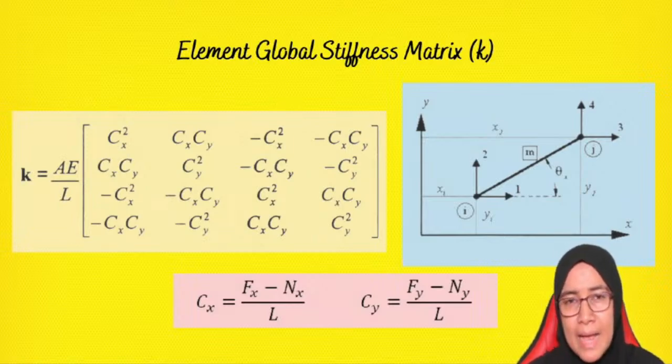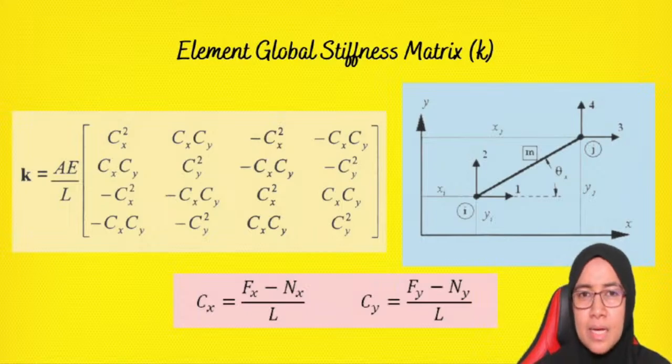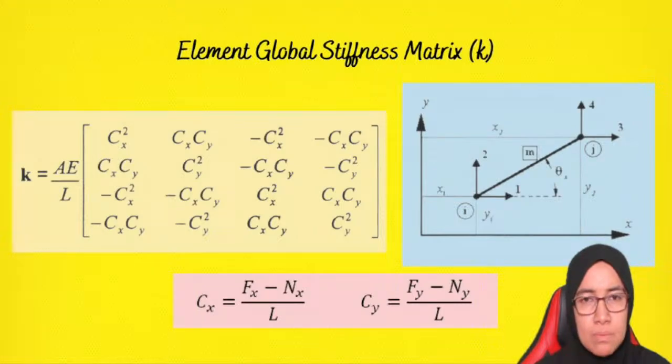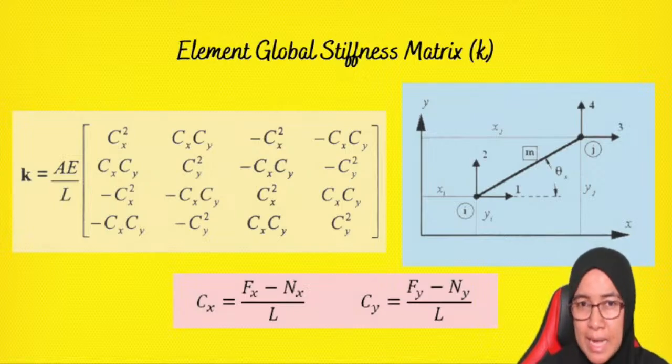Inside the formula, there is A. A is the cross section area. We get it from the column size, or from the wall size. It is also called a vertical element. But this refers to the truss element.